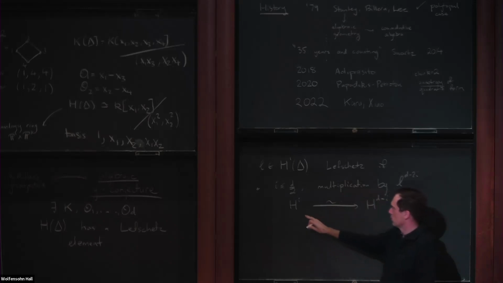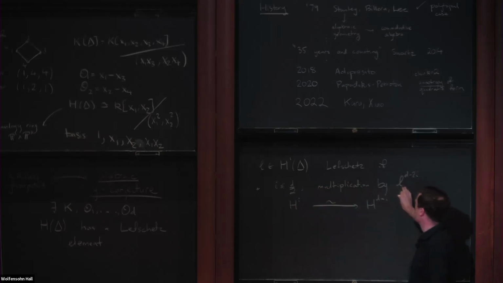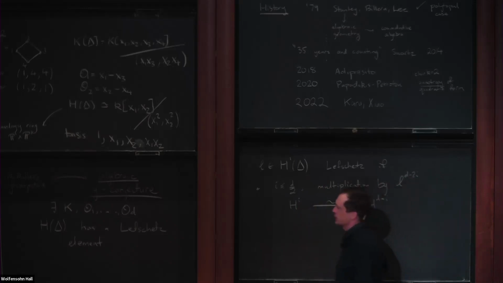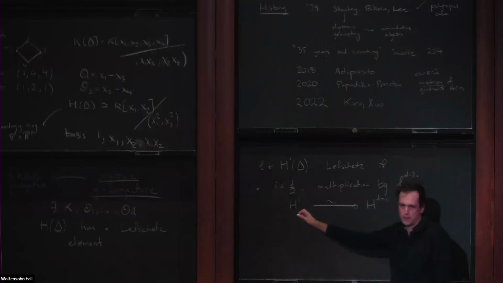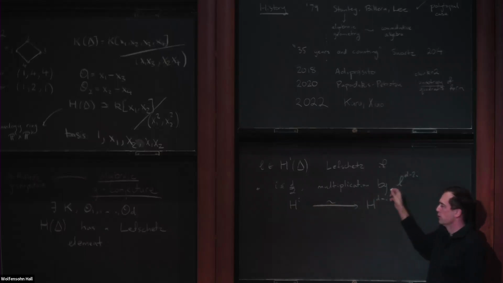So what I'm saying is here I have the ith graded piece. I have a linear element. If I multiply by this, I keep pushing up the degree. So I go from degree I to degree I plus D minus 2I, and I land in here, okay? Now we know that these two spaces are duals to each other, so they have the same dimension, and the Lefschetz element means you have an explicit isomorphism, which is take an element here, multiply it by this element, land in here, that's an isomorphism.